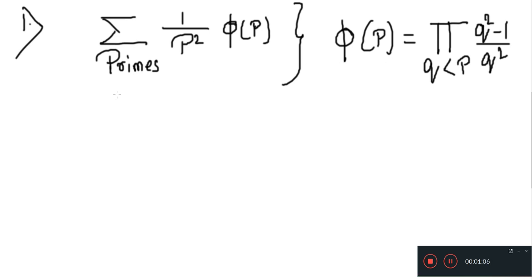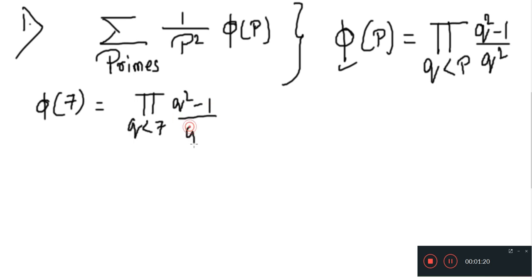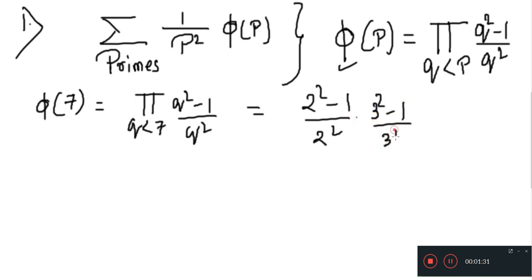Now let's have a look at what this exactly means. If we had phi of 7, let's say, so this should have been the product over q less than 7 of q square minus 1 by q square. Now how many primes are there? 2, 3 and 5, right? So this should be 2 square minus 1 by 2 square, into 3 square minus 1 by 3 square, into 5 square minus 1 by 5 square. So this should be phi of 7.